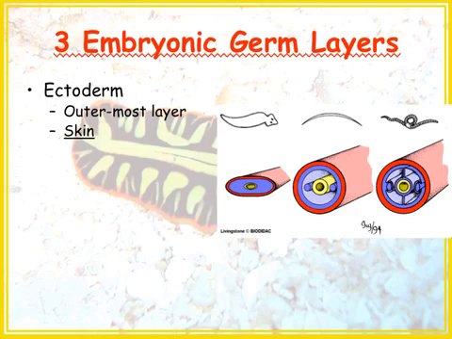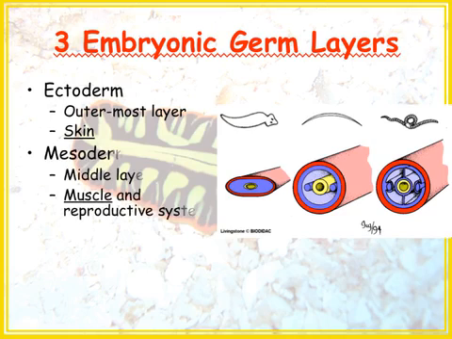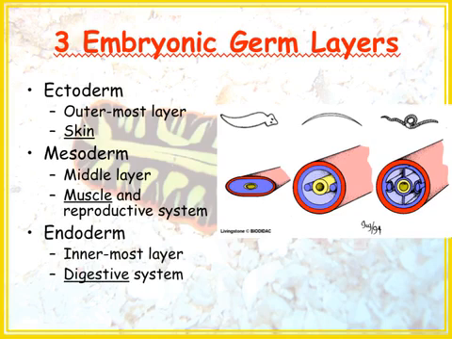So the ectoderm, which is the red layer you can see in the pictures over here, the ectoderm germ layer forms the skin of organisms. The mesoderm is the middle layer, and that's the blue areas you can see on the picture. And mesoderm forms muscles and reproductive systems. And then the endoderm, endo means inner, so the endoderm is the innermost layer, and that's the yellow you can see in the picture, and the endoderm forms the digestive system.